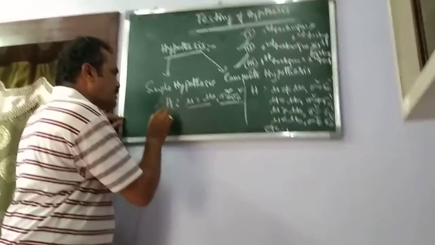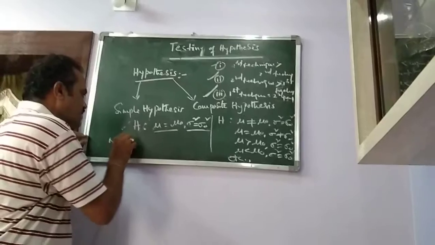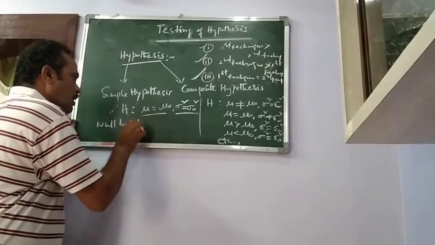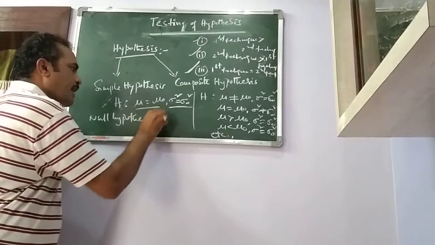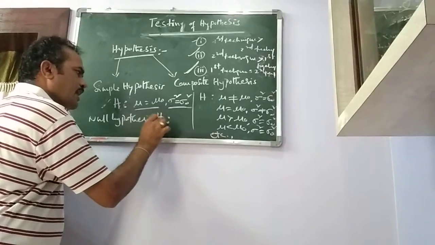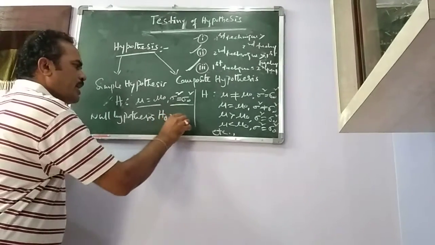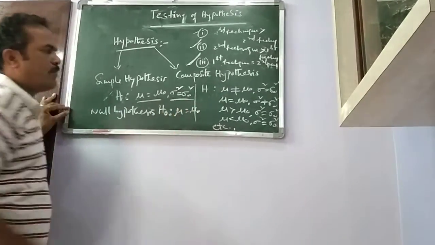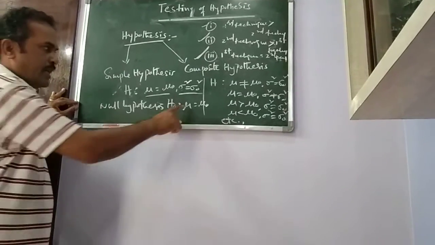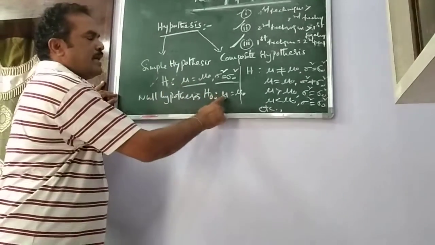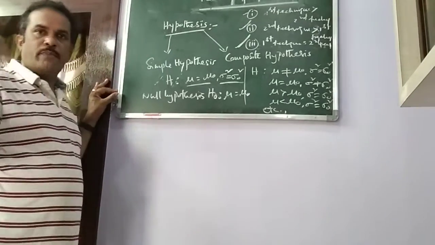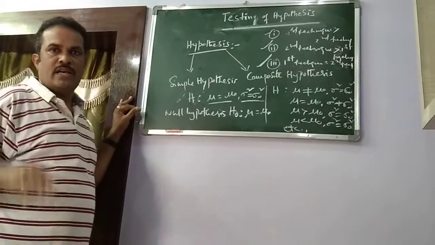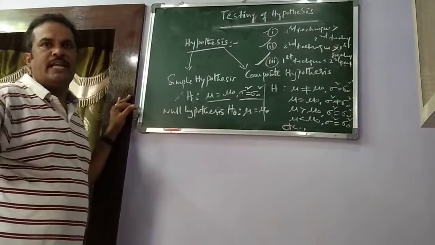The null hypothesis is denoted by H naught. We will consider an example: mu equal to mu naught. This is one example of the null hypothesis if you consider one parameter. Suppose you consider two parameters, how can we consider them? I will tell another example.